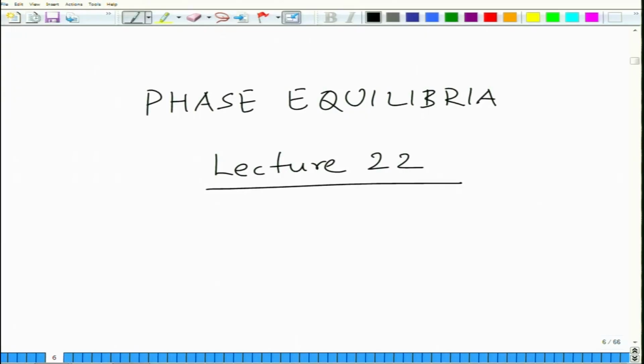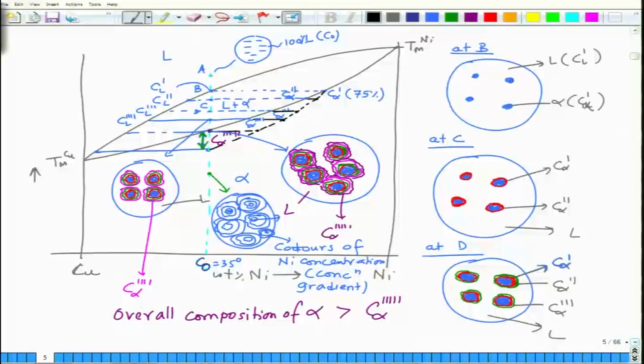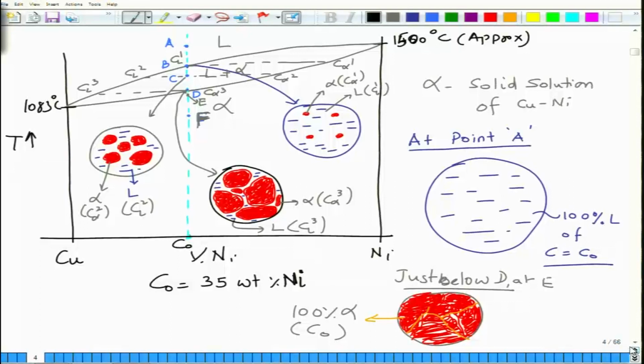Welcome again to a new lecture, lecture number 22. What we were doing in the last lecture is looking at the microstructure evolution in a copper-nickel system. When you are cooling in a very slow manner, so that you are able to achieve equilibrium composition throughout the liquid and throughout the solid phase, you initially start with the formation of small crystals of alpha of composition C alpha prime.